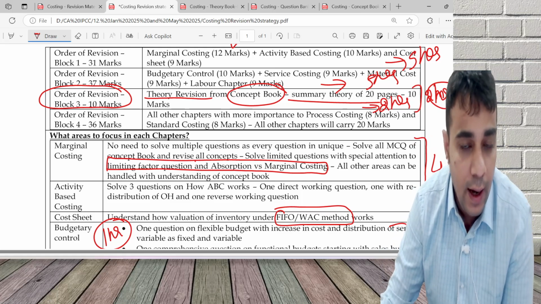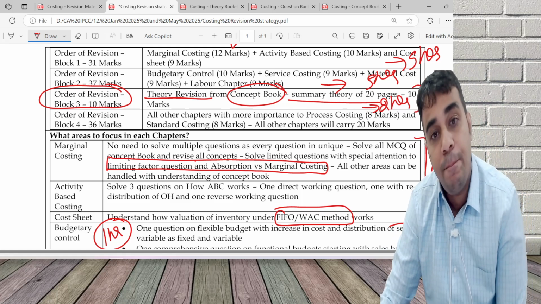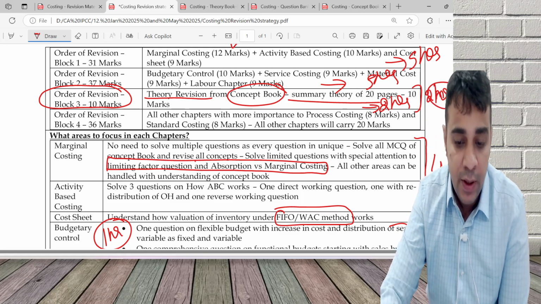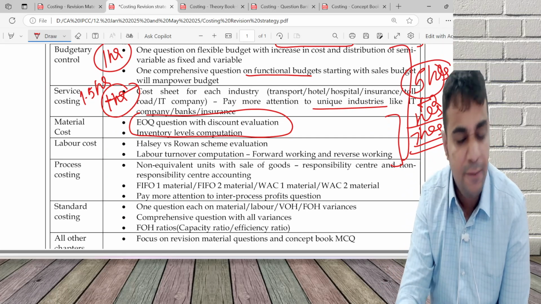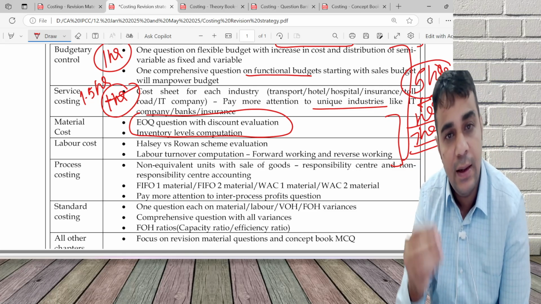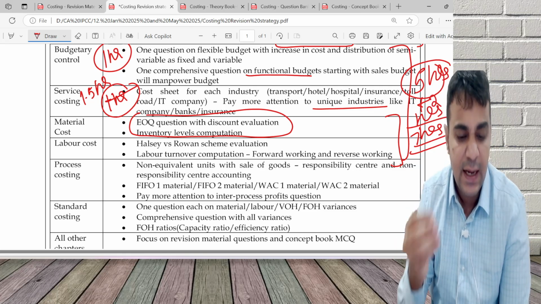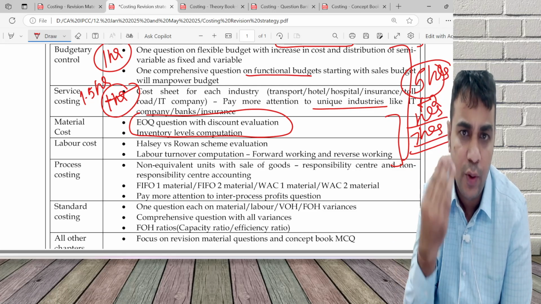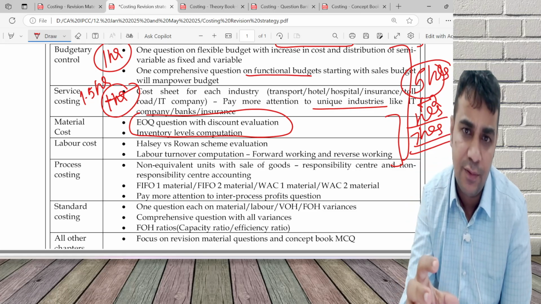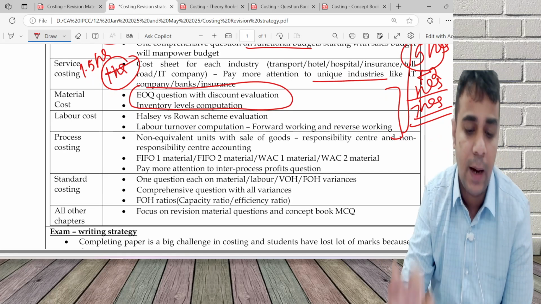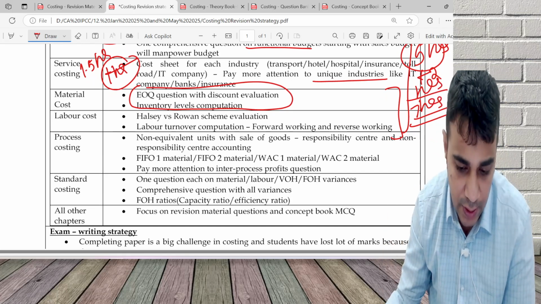This is what I would suggest as a proper strategy for your 1.5 days. In process costing, different categories of questions are there: non-equivalent units, FIFO method, and inter-process profits questions. In standard costing, one question on material, one on labor, one on variable overhead, one on fixed overhead, one comprehensive question, and fixed overhead ratio. Then you pay focus on all other chapters with my revision material.